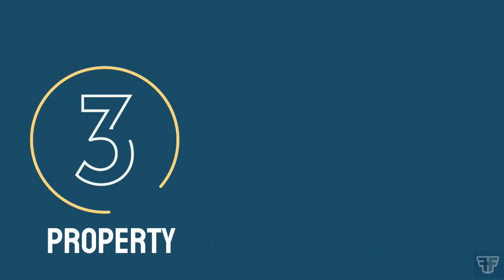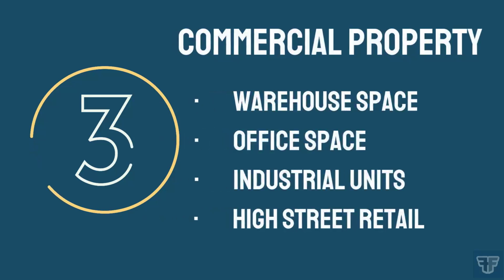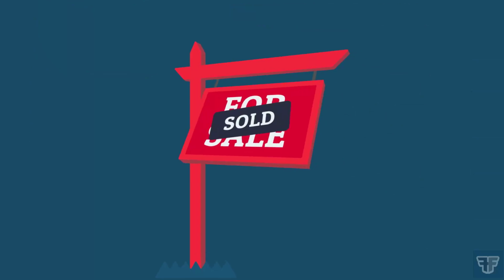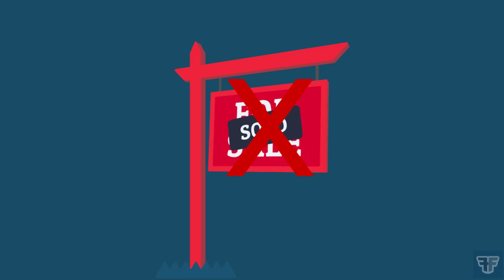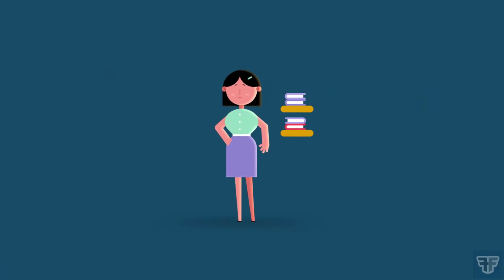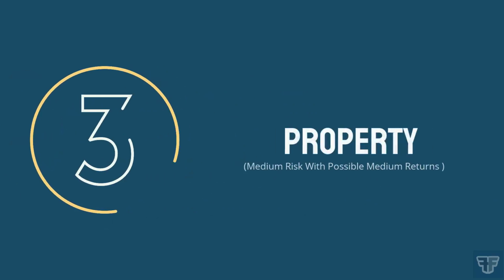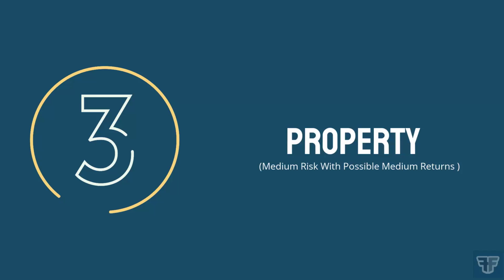The third asset class is property. This is generally not residential property, but commercial, such as industrial units, factories, offices or high street retail spaces. Property values can go up and down over the longer term and does have some risks. For example, if you are unable to secure a tenant, your rental income will stop, and if you want to sell a property quickly, there may not be many willing buyers, forcing you to sell at a lower price in an emergency. In summary, we regard property as medium risk with possible medium returns.